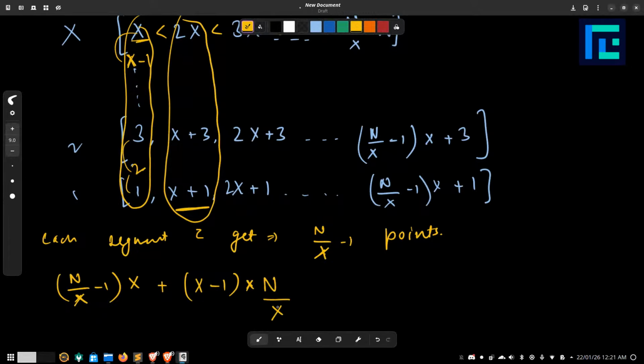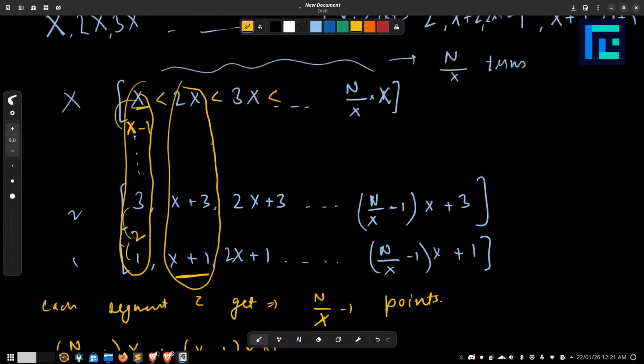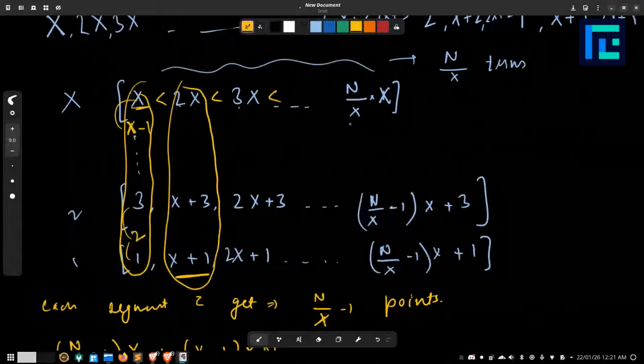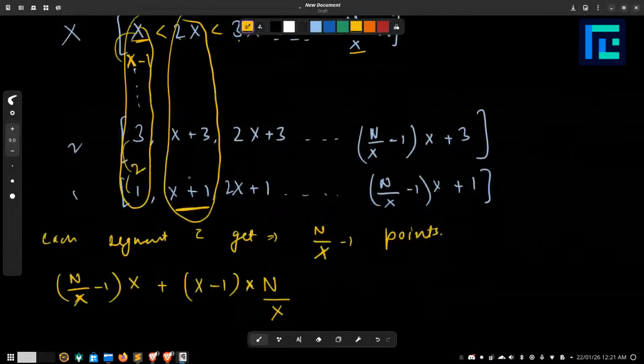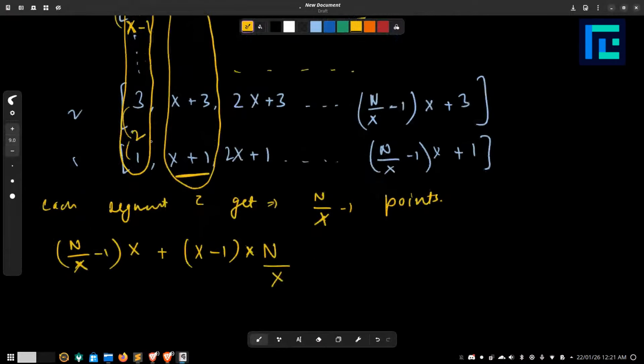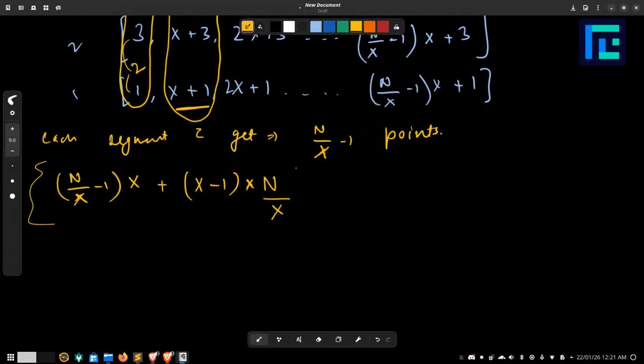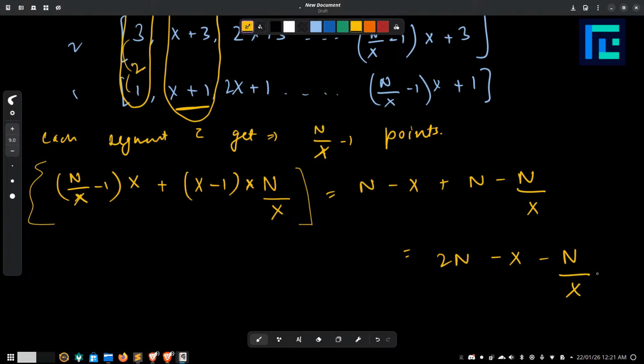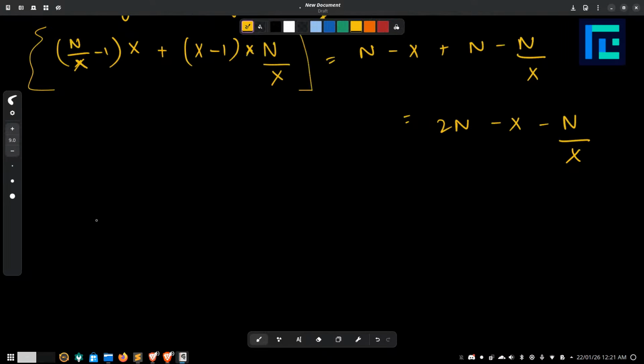N by x, since this is 1 into x, 2 into x, 3 into x, till n by x into x. So there are n by x sequences. So this will be the total number of points that I get from an arrangement like this. So let's calculate this. n by x into x would be n, then minus x plus n, then minus n by x, and this would be 2n minus x minus n by x, and 2n minus x plus n by x.